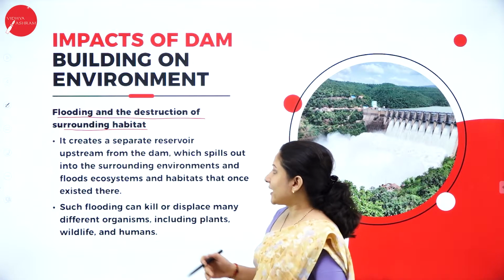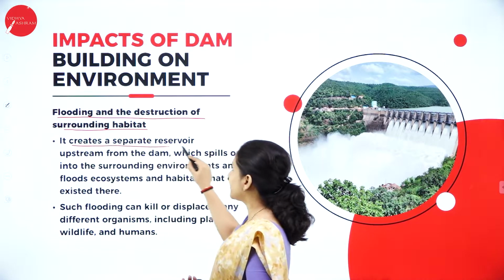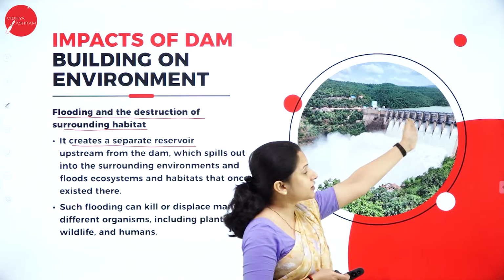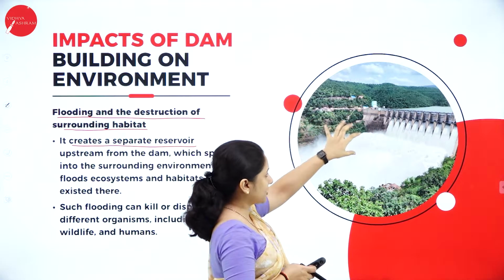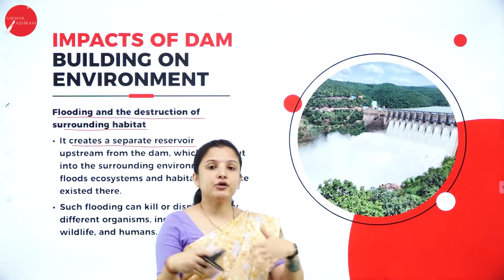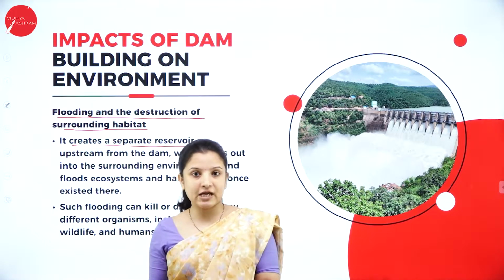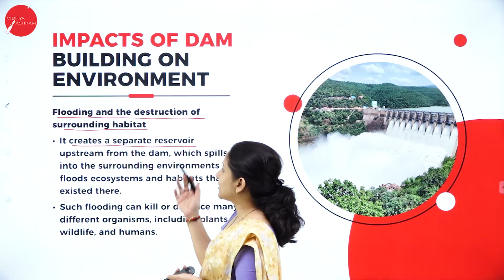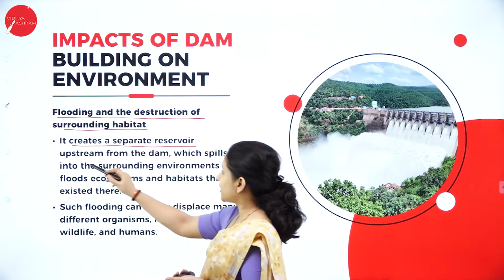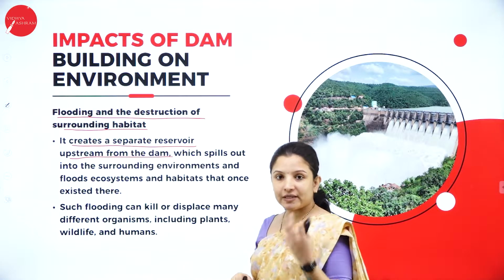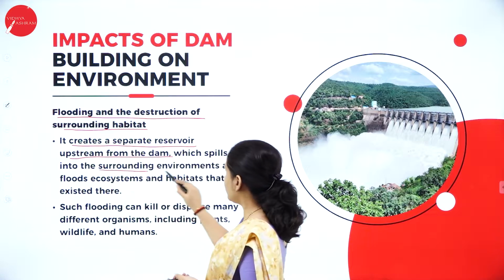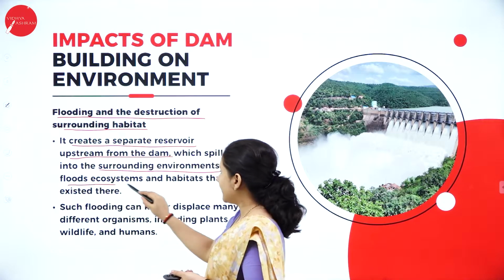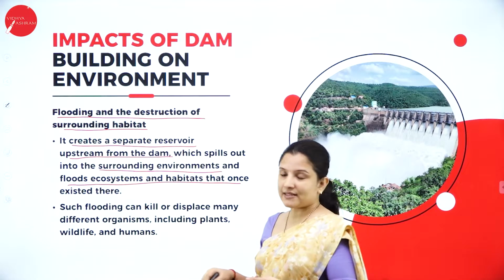So dams actually form a separate reservoir. Say for example, here we have a dam. Because of the construction of a dam, flooding might occur somewhere nearby. Therefore, a new water body, or a new water reservoir, gets created there. So it creates a separate reservoir upstream from the dam, which spills into the surrounding environment, and therefore it can cause flooding of the ecosystem, and therefore the habitat that once existed there.